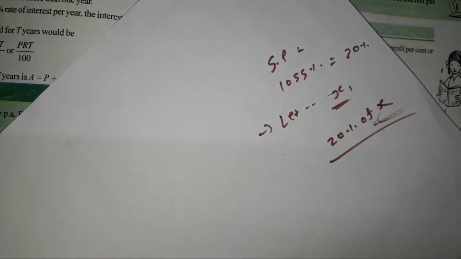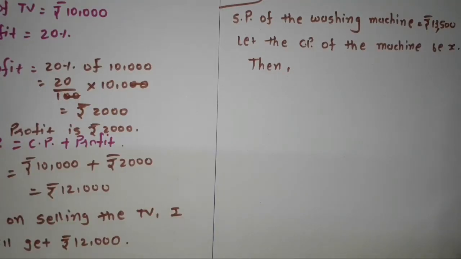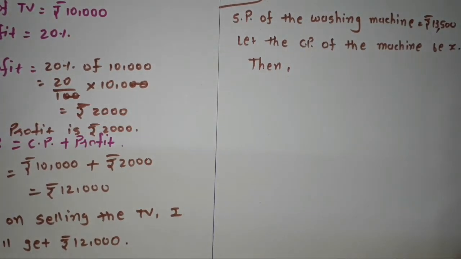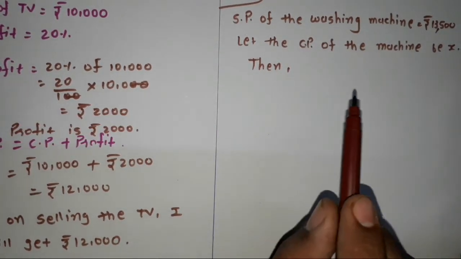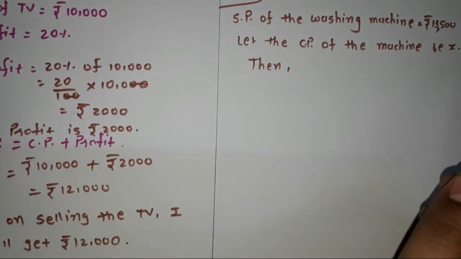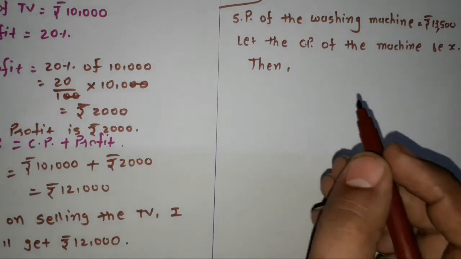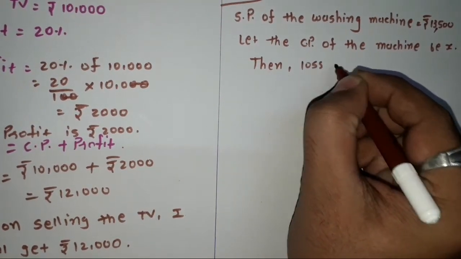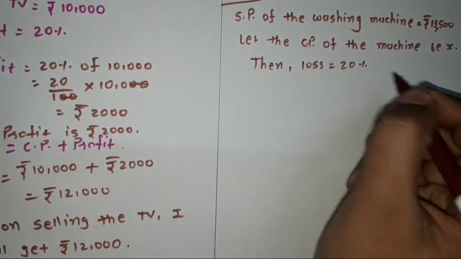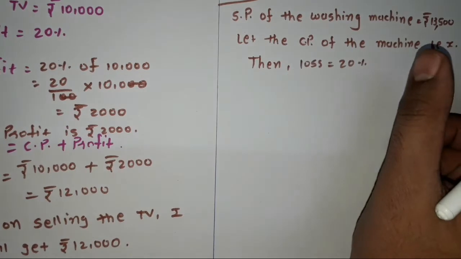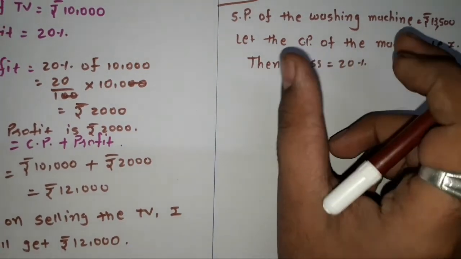To solve this question, first of all we will write the given data. The selling price of the washing machine is given, which is 13,500, and as I told you, let the CP, that is the cost price of the washing machine, be rupees x. The loss is given, which is 20%. This loss is on the cost price, because whatever the profit or loss is, it is on the cost price.